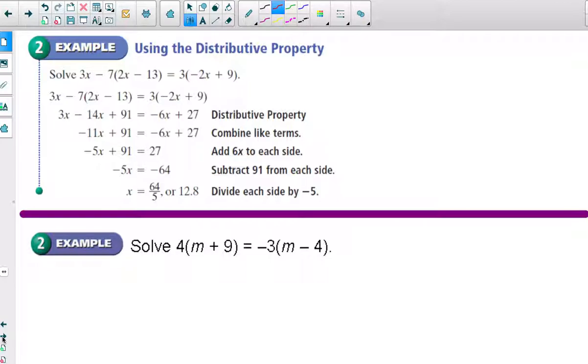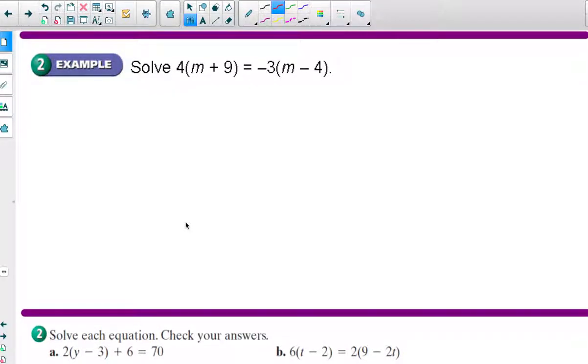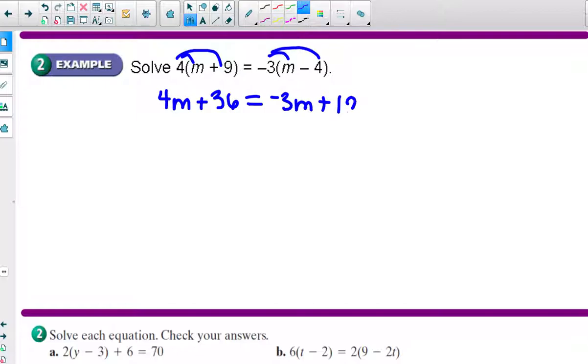using the distributive property. And so now for this one, we are going to have to distribute that 4 and that negative 3 before we can start looking at moving things around. Right, so I'm going to distribute this 4, giving us 4m plus 36, equals, distributing this negative 3, negative 3m, and then negative 3 times negative 4 is positive 12.